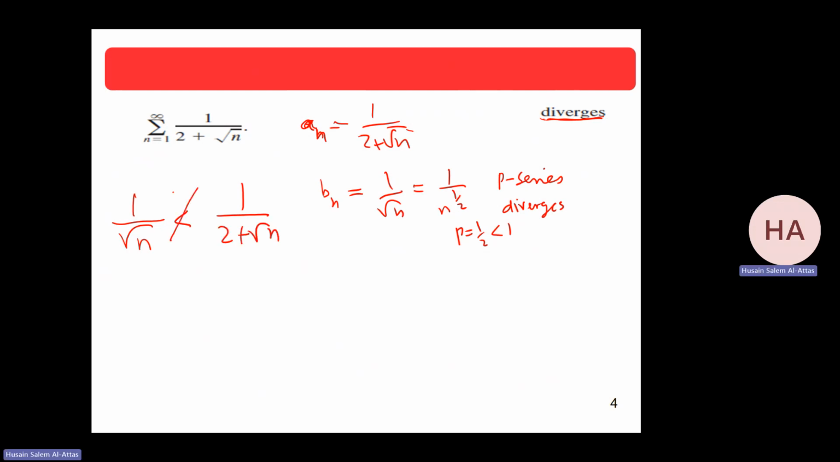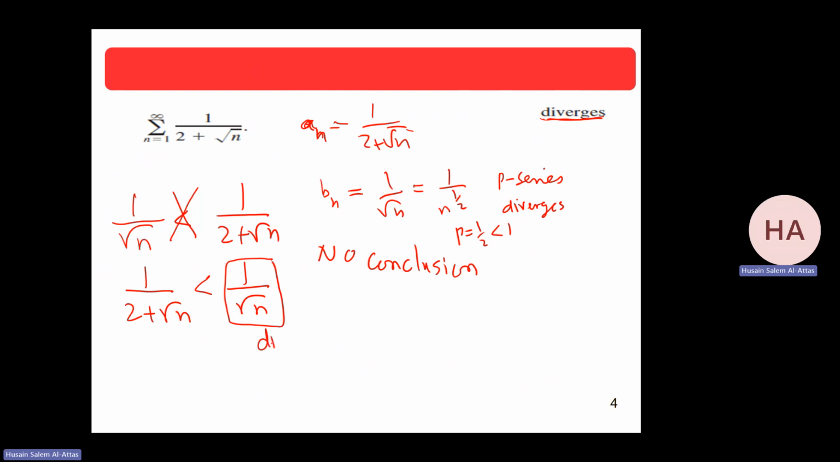But this is not true. Actually, I have 1 over 2 plus root n is less than 1 over root n. I have no conclusion here. Why? Yes, I know this diverges, but this is bigger than my original sequence. It diverges and it's bigger than my original sequence. I'm getting nothing. No conclusion.